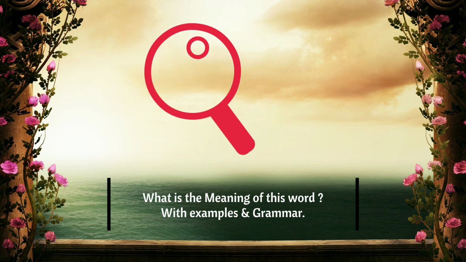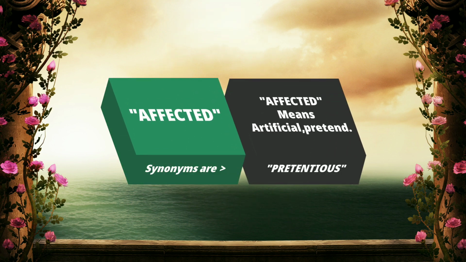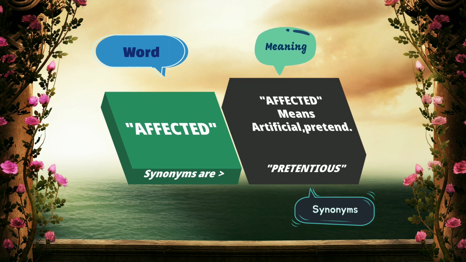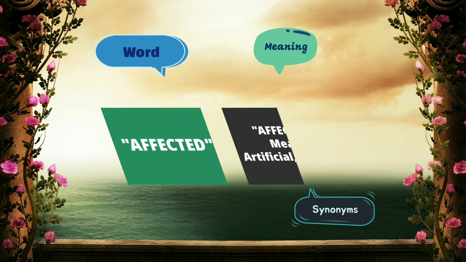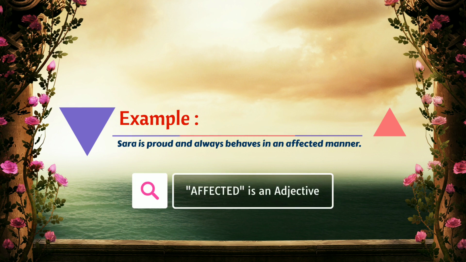Today we're going to look at the meaning of this word and an example with grammar. The word is affected. Affected means artificial, pretend, influence. Synonyms of affected are pretentious, pompous. Example: Sarah is proud and always behaves in an affected manner.